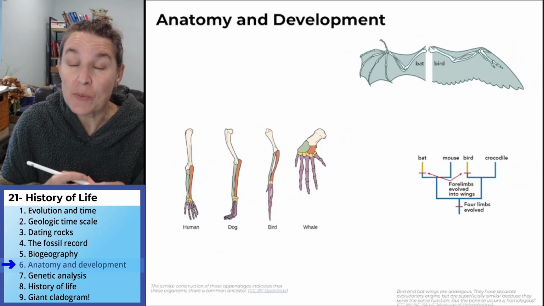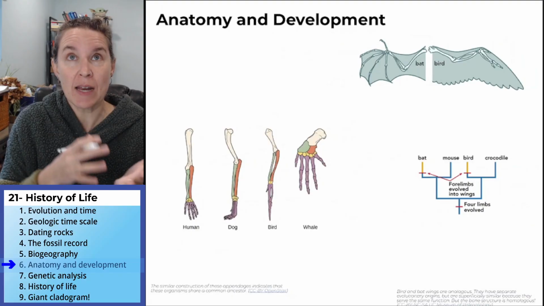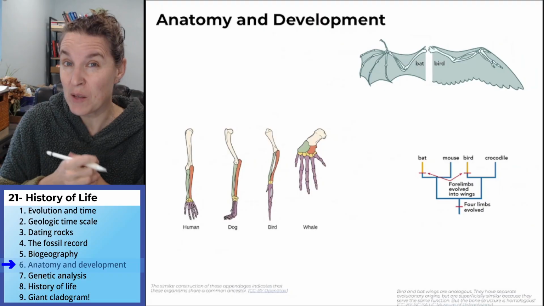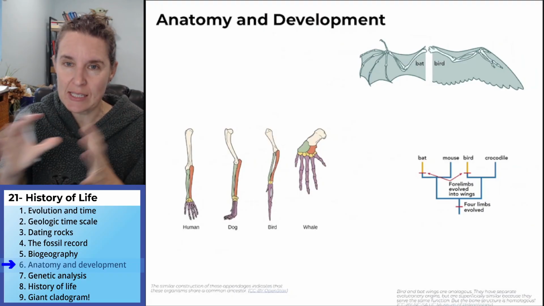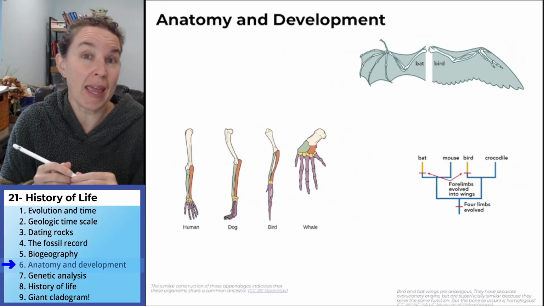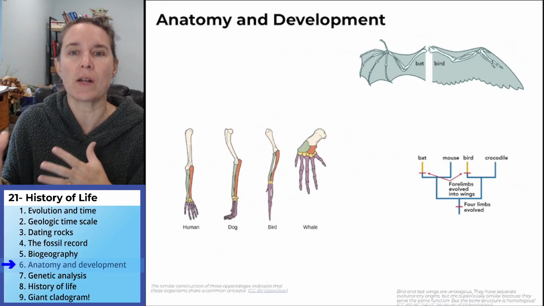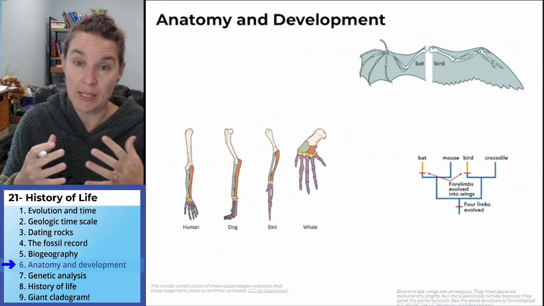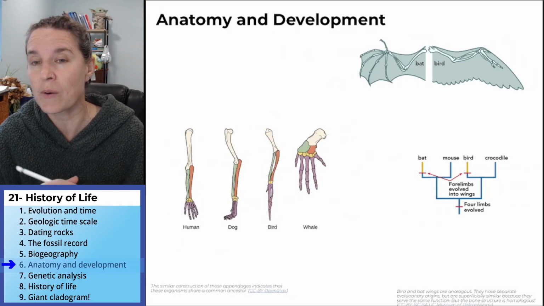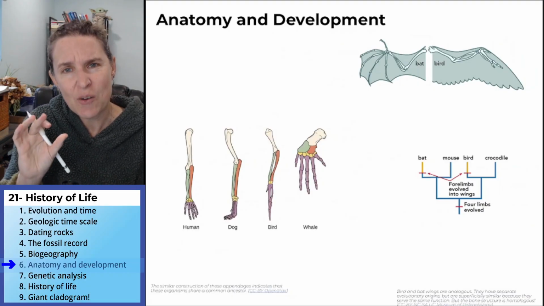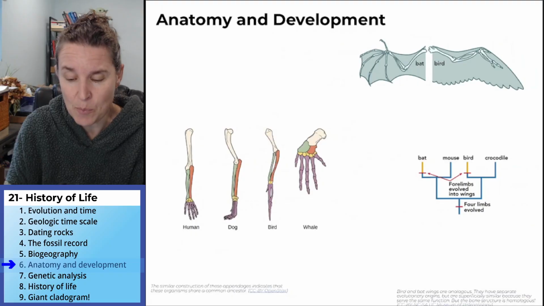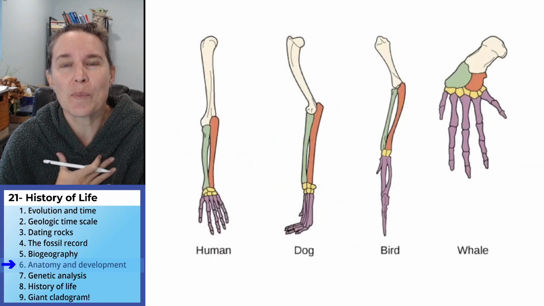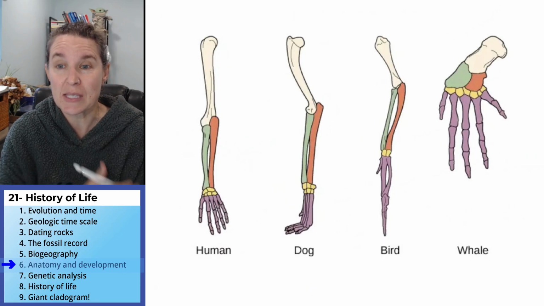Now, another piece of evidence is the anatomy of related critters and their developmental processes. We're going to see this when we look at animals. Animals have developmental processes that they share with all other animals and no other critters. But a really good example of this anatomy of development is in the bones of limbs, in limb bones.